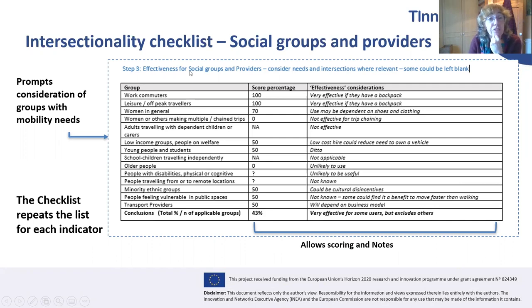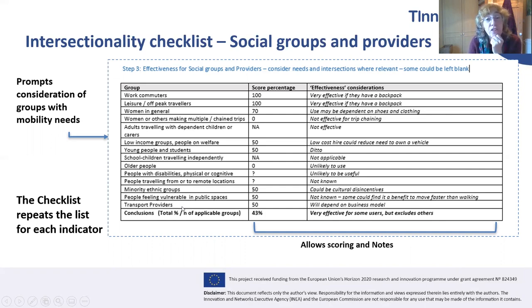So this is the one for effectiveness. Consider the needs and intersections where relevant. So here's a list of groups that have intersectional needs. Now it's not an exhaustive list, but we feel it's a pretty good list, that it covers quite a few different groups that people might not necessarily think about. So it covers women, work commuters, leisure travellers, people making chain trips, adults travelling with children, low income groups, young people, older people, people with disabilities of various kinds, remote locations, minority ethnic groups, and people feeling vulnerable. And also the transport providers are another group.